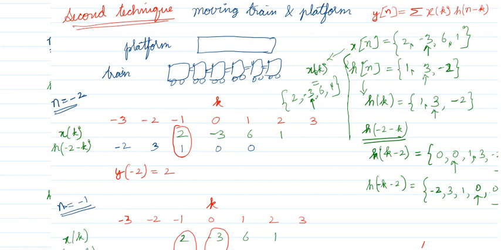Then, if n equal to -2, what happens to this expression? Look at the right corner. y of -2 is equal to summation x of k h of -2 minus k. So you have to find -2 minus k.